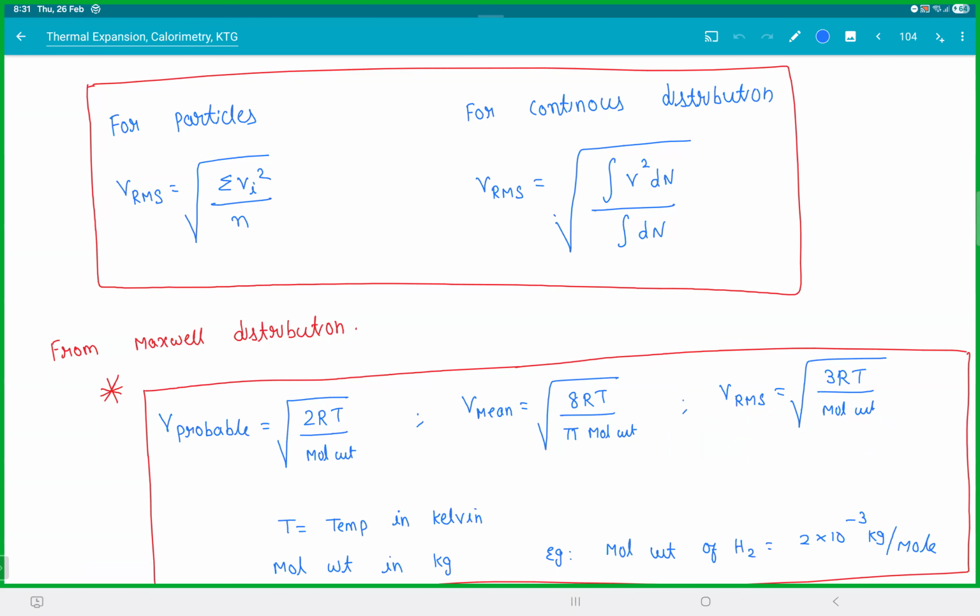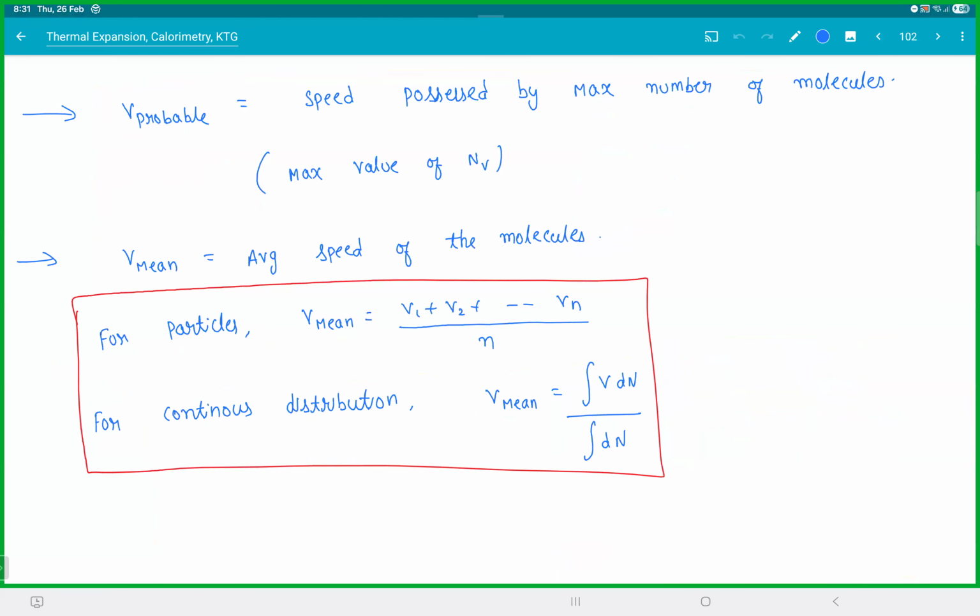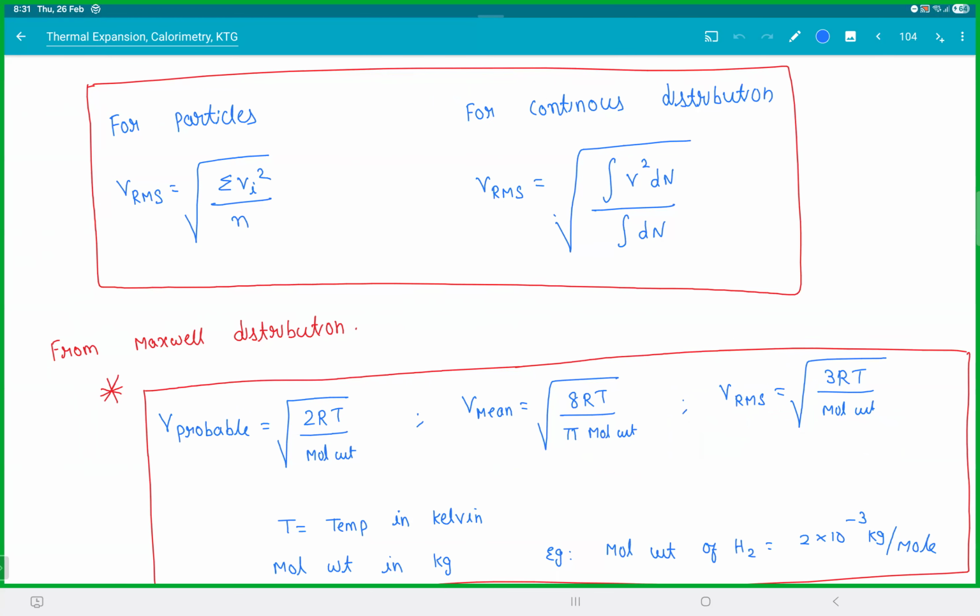So then last class, we have started with the Maxwell velocities: RMS, V mean, and V probable. Just be careful with one thing here. The R value is 8.3 joule per mole per Kelvin. Don't use your chemistry R value.